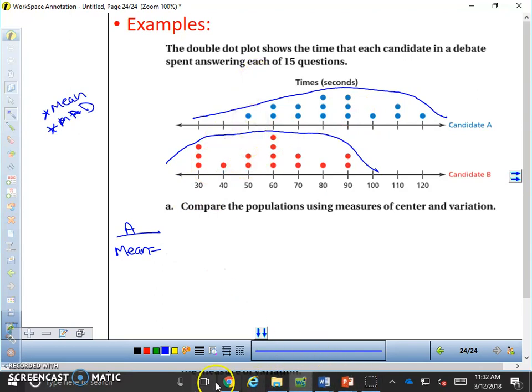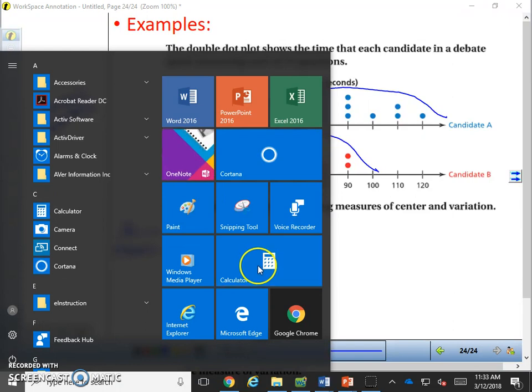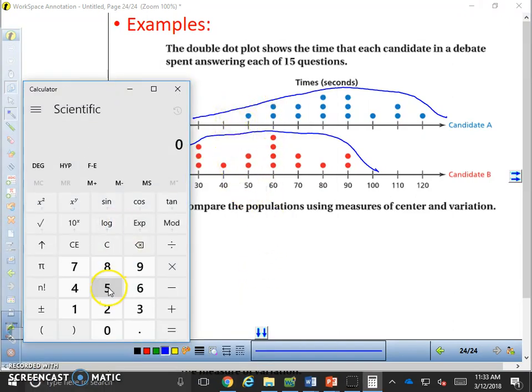So I'm going to pull up my calculator, and I'm going to do right here 50 plus 2 60s plus 2 70s plus 3 80s plus 3 90s plus 100 plus 2 110s.